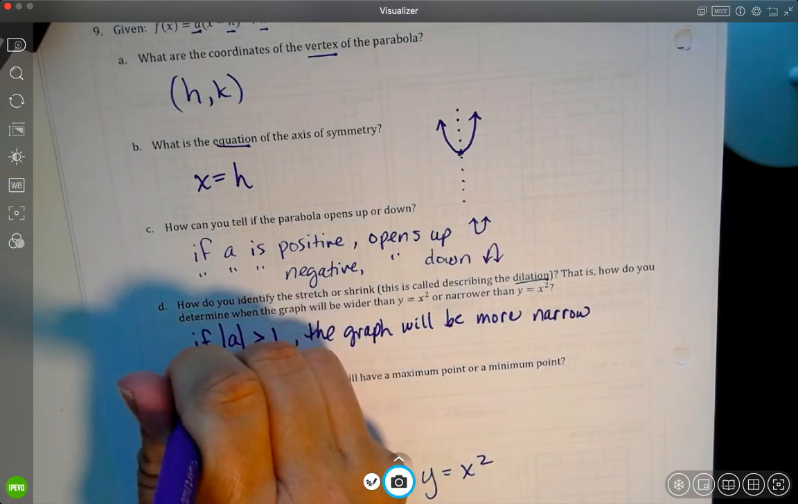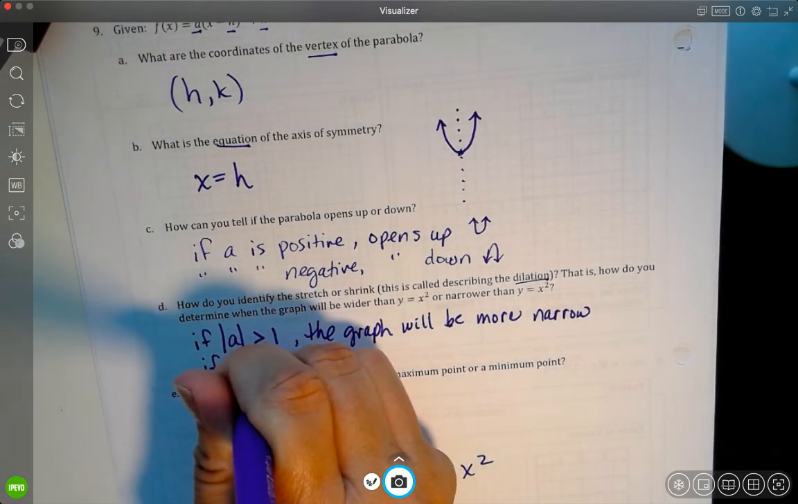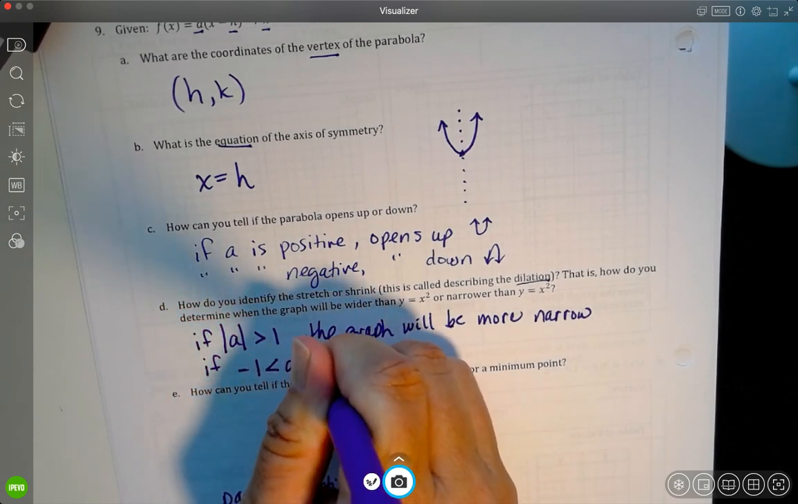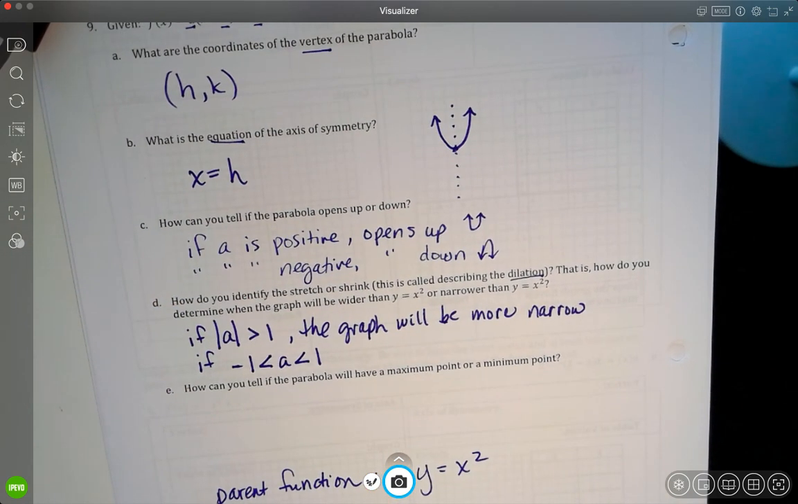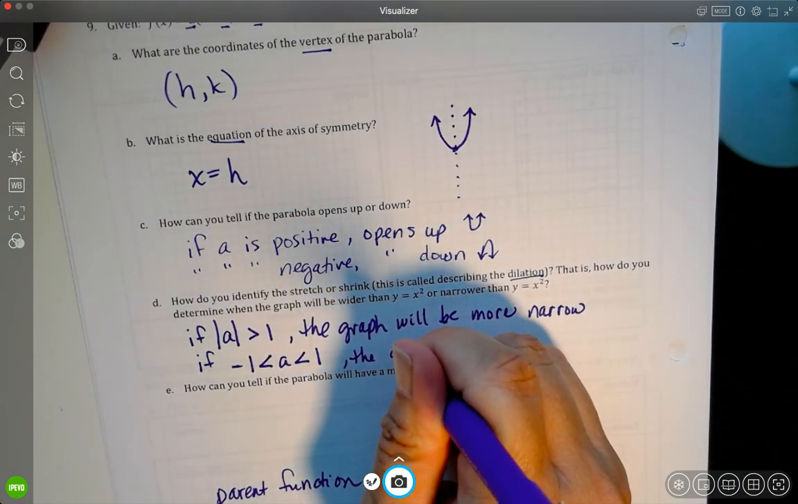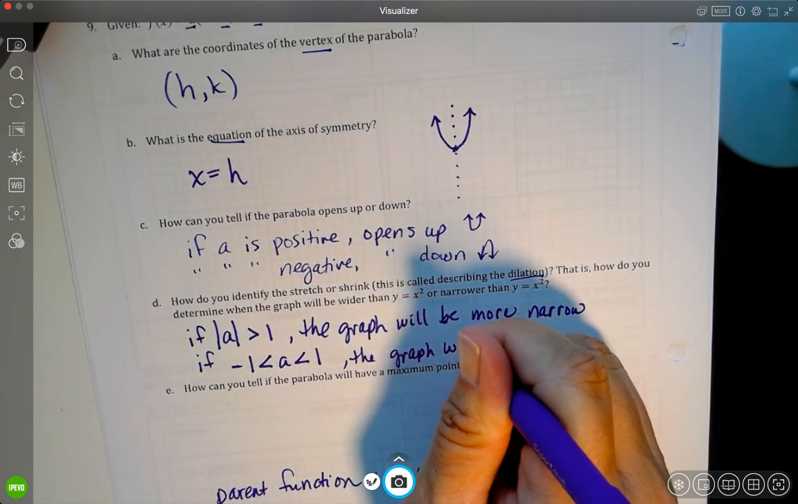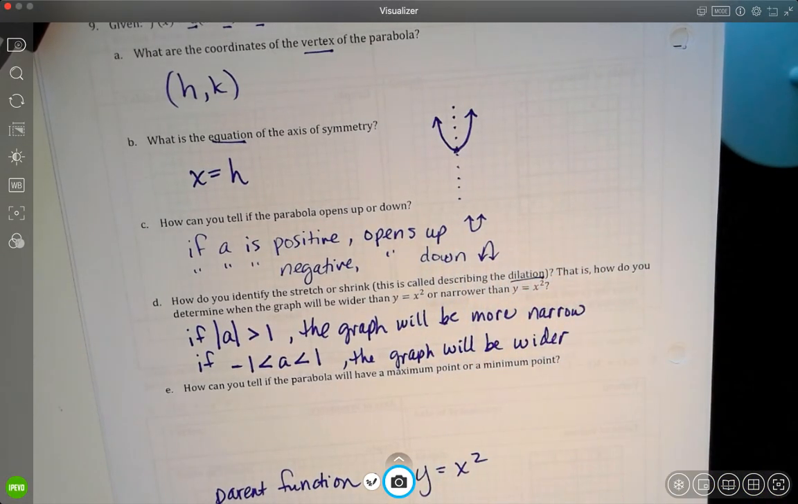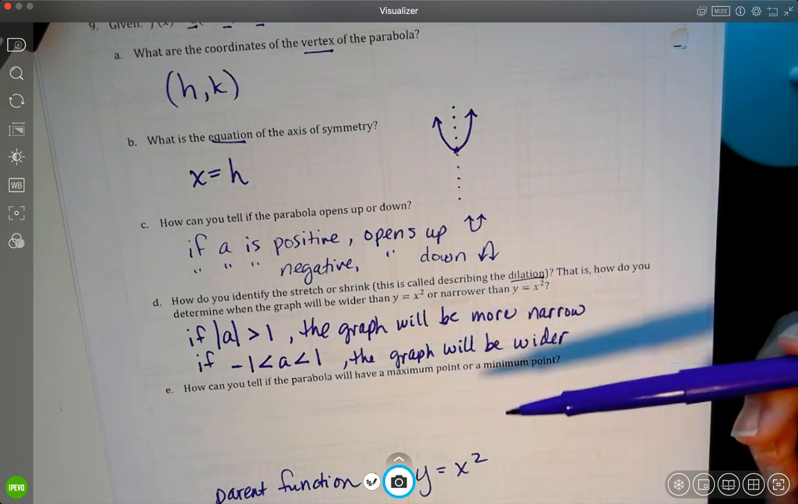And if A is between -1 and 1, so if like a fraction, then the graph will be wider, because what's happening is your y is growing slower. So as you put x's in, it's going to stretch sort of slower.